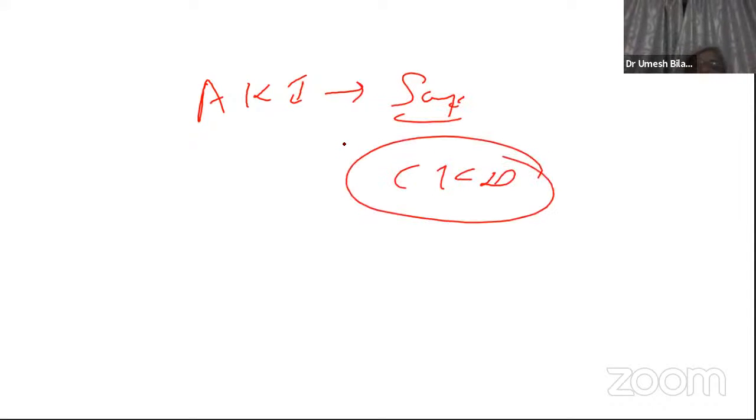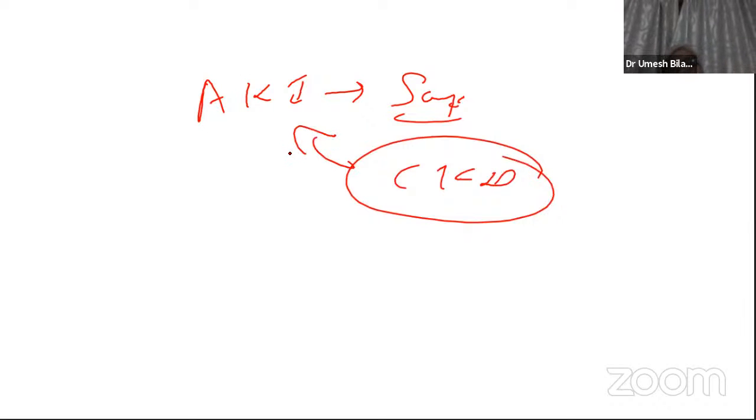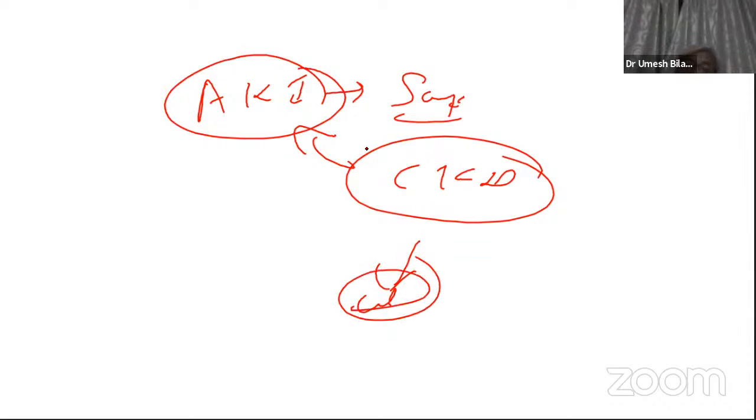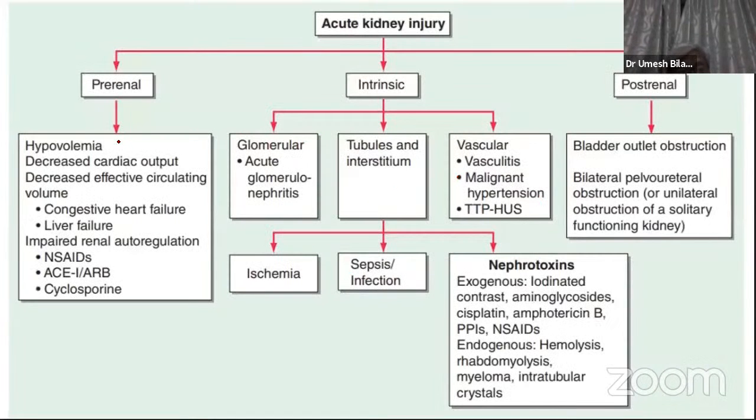In fact, patients with chronic kidney disease are more likely to develop superadded AKI because their kidney is vulnerable. They are most prone to develop kidney injury whenever they are subjected to problems like hypovolemia and decreased cardiac output, that means heart failure, and decreased effective circulating volume. Similarly in congestive heart failure, even renal failure.